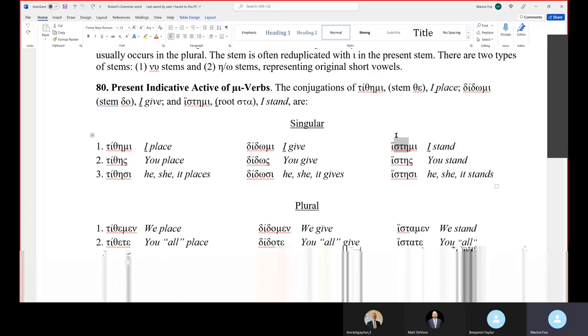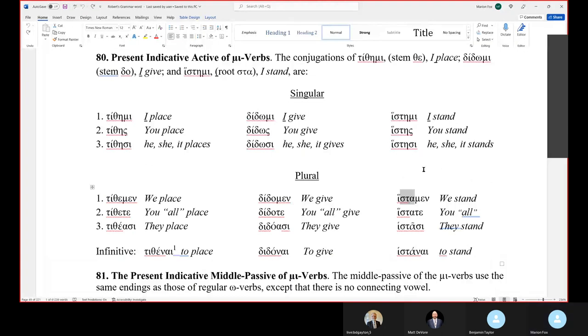Those go back to the short form. And so it's your stem, and that will be histamine. And histate would be the next one. Histate and histana, to stand. Any questions or comments there?